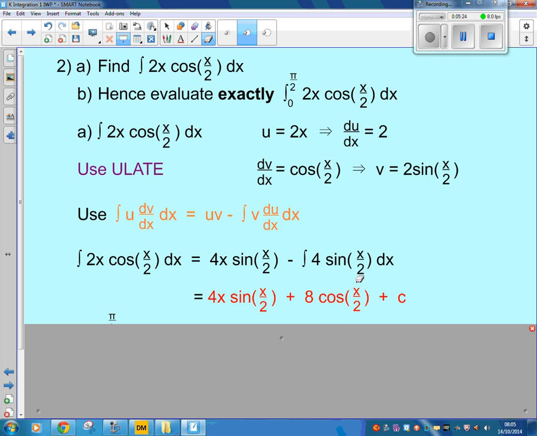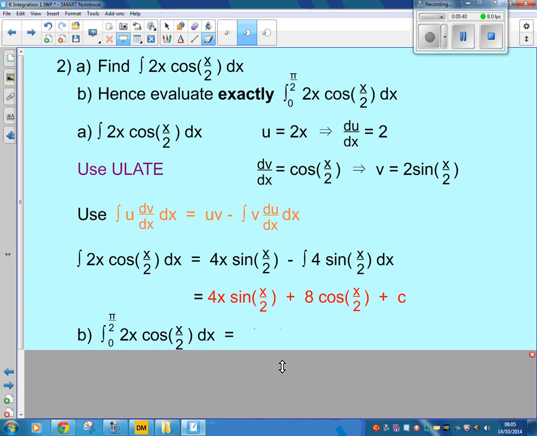Check this bit by differentiating. X over 2, a half times 8 is 4, and cos goes to minus sine, and the minus times the minus makes a plus, so it is actually working. Okay, next putting in the limits. We put in pi over 2 and naught.